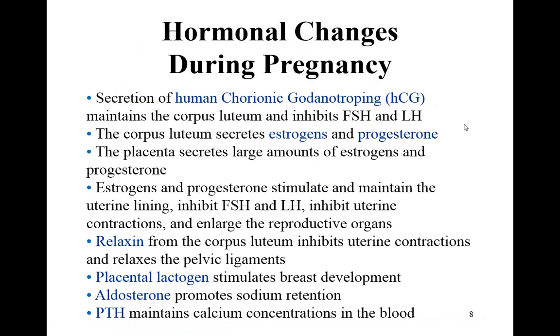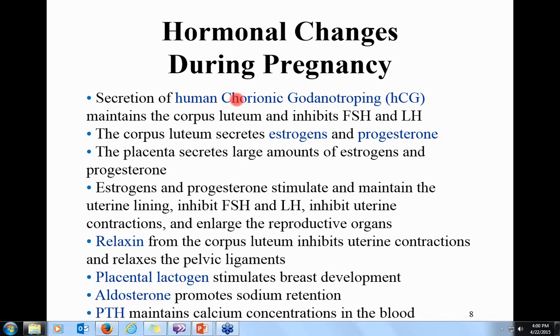Okay. Of course, pregnancy involves hormones. Human chorionic gonadotropin hormone. This is what most early pregnancy tests or home pregnancy tests detect. It's there to maintain the corpus luteum. The corpus luteum is the tissue that's left in the ovary after ovulation. It's going to inhibit FSH and LH, so it's going to prevent further egg development or new egg development in the ovary. The corpus luteum is going to secrete estrogens and progesterone. Progesterone is especially important for the embryo's development.